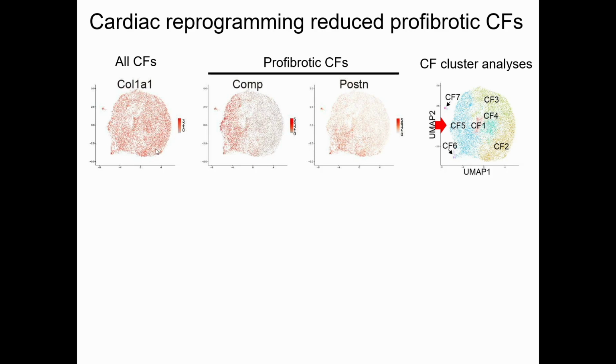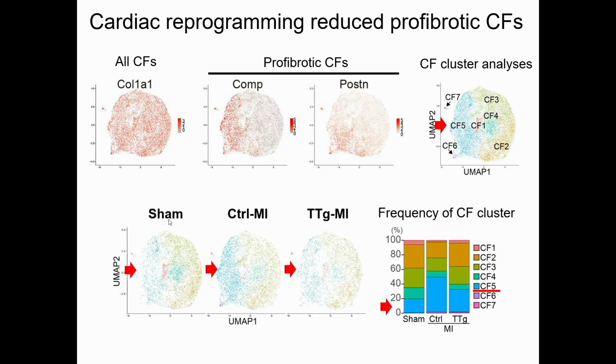Here is single-cell RNA sequencing of the fibroblast population. They express collagen 1A1 homogeneously, but COMP and periostin, which are markers of profibrotic fibroblasts or ECM-secreting fibroblasts, are highlighted on the left side. And this is a cluster analysis of cardiac fibroblasts. CF5 is a marker of the profibrotic cardiac fibroblast population.